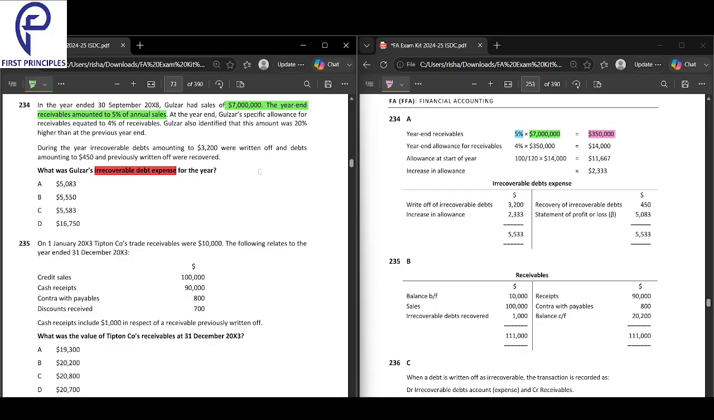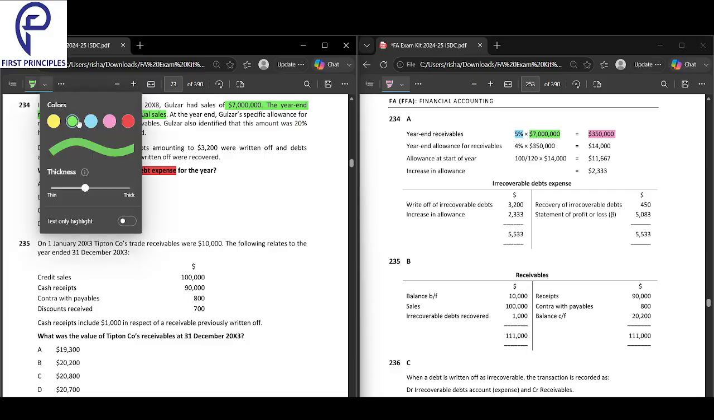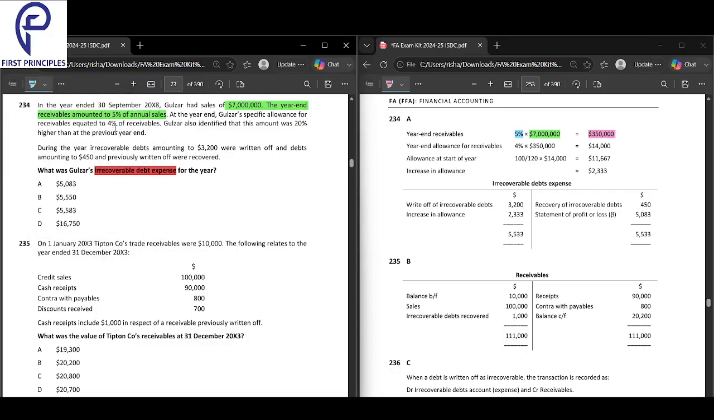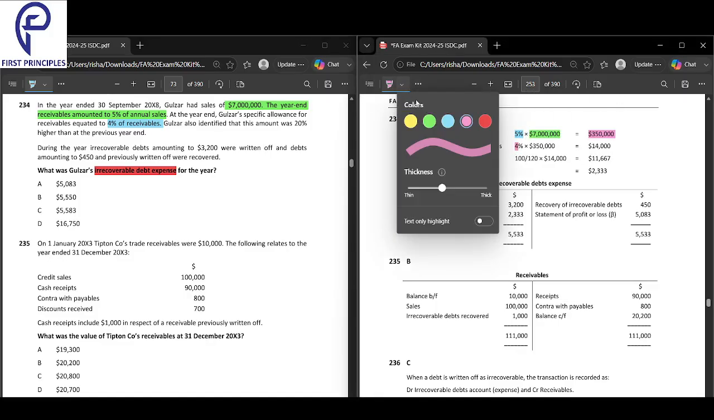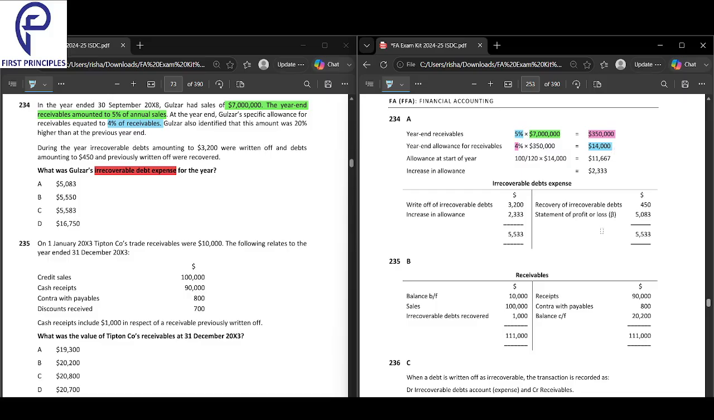What was the amount of allowance? They have made some allowance also. The allowance was 4% of the receivables. So we got the total receivables, and 4% of those receivables is my allowance, as given in the question. So I got the allowance also.